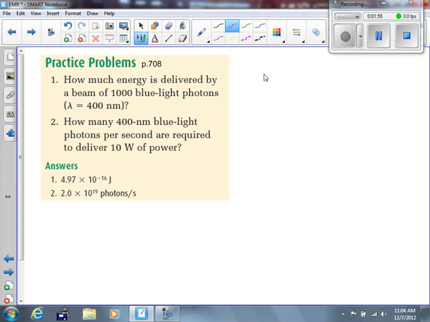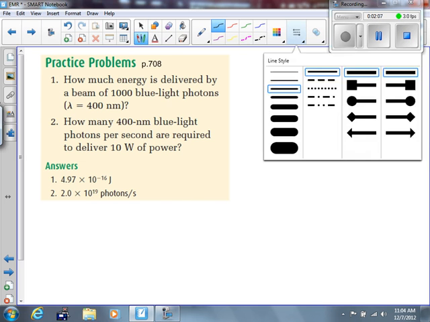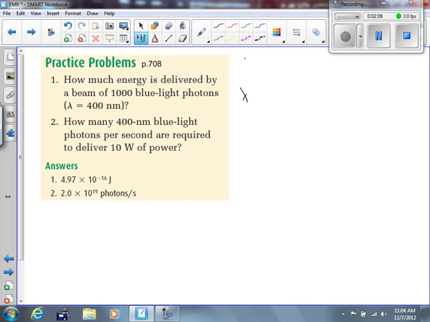Any issues with question number 1? Question number 2? Yeah, okay, let's take a look at number 2 then. It says, how many 400 nanometer blue light photons per second are required to deliver 10 watts of power? We've got a wavelength here in number 2 of 400 nanometers, or 400 times 10 to the minus 9 meters. We've got a power here of 10 watts. We're looking for the number of photons.